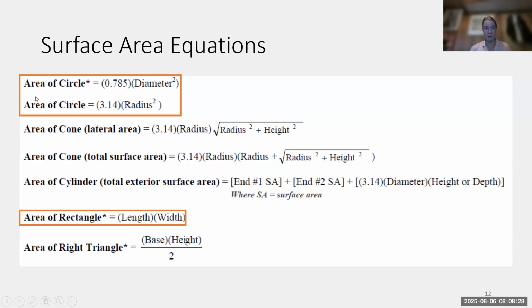Pipes are circular as well. Also looking at area of a rectangle, that's going to be a really common shape that you'll encounter as well. And then we've got cylinders, cones, and triangles as well. So all of these are very important. We're going to be practicing most today in this section with area of a circle and area of a rectangle.